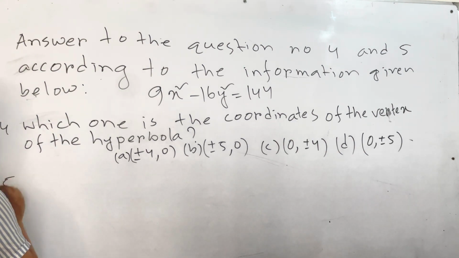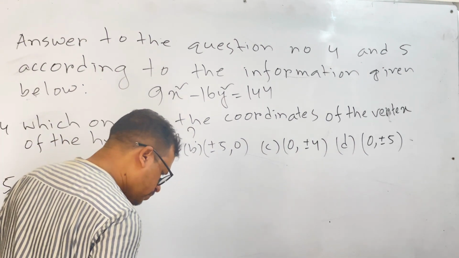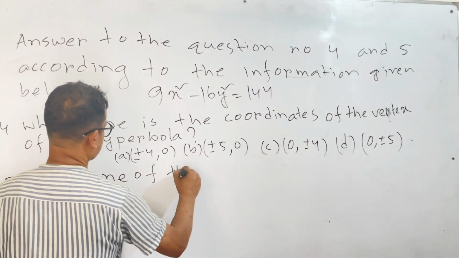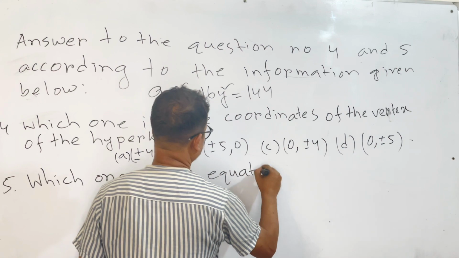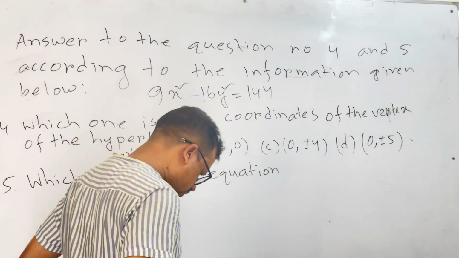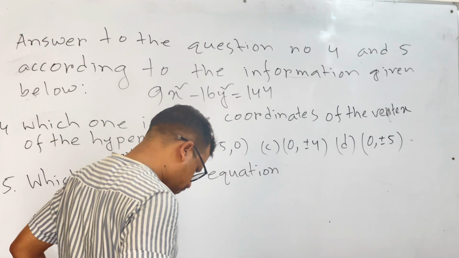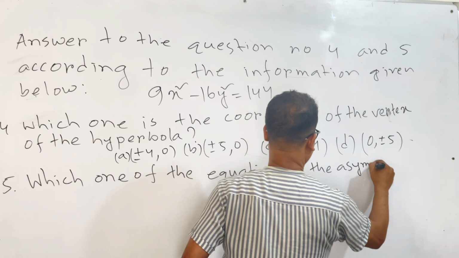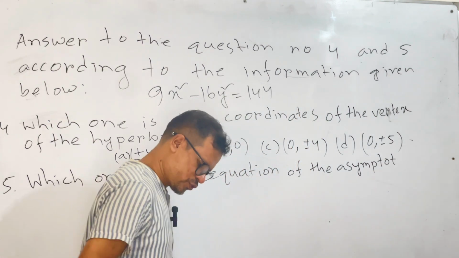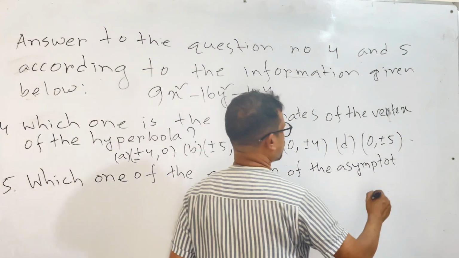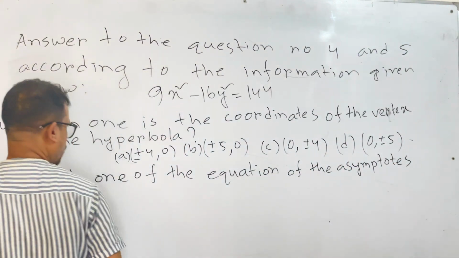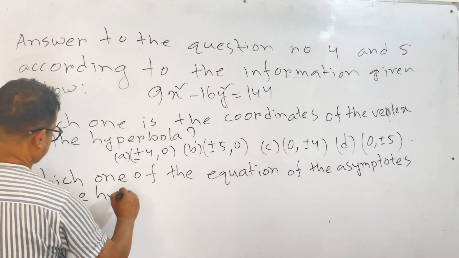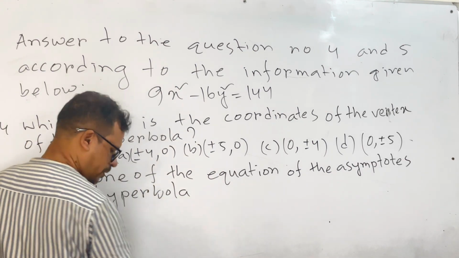Question number 5. What does question number 5 say? Which one is the equation of the asymptotes of the hyperbola?